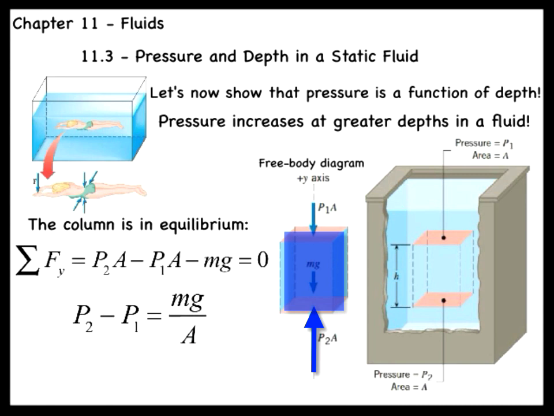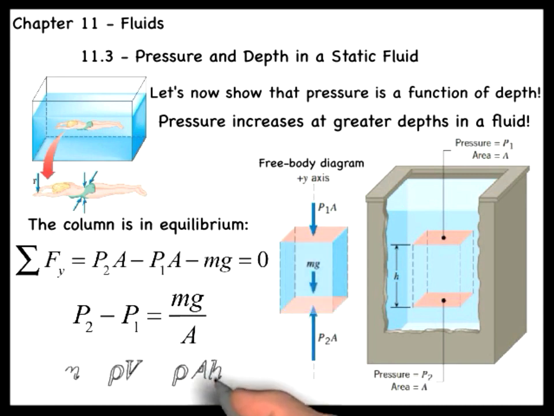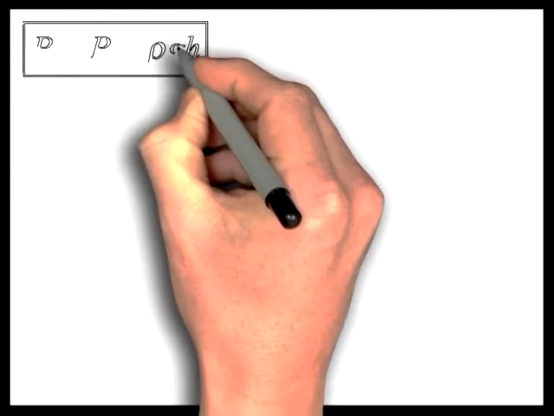We can write the mass of the column of fluid in terms of its density and volume, and since the cross-sectional area is constant, the volume of the column will just be equal to this area times its height. We can make this substitution into our equilibrium equation, and we find that P2 is equal to P1 plus rho gh. This relationship indicates that if the pressure P1 is known at a higher level, the larger pressure P2 at a deeper level in the fluid can be found by adding the amount rho gh.